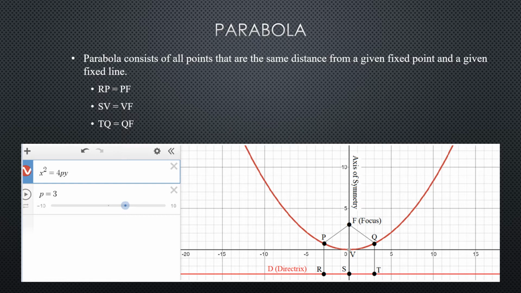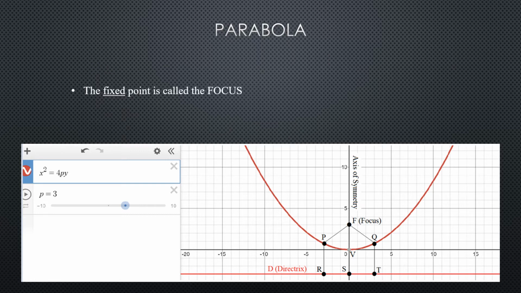So let's reread that. A parabola consists of all points that are the same distance from a given fixed point and a given fixed line. So again, the fixed point is called the focus, and the fixed line is called the directrix. The vertex is midway between the focus and the directrix.